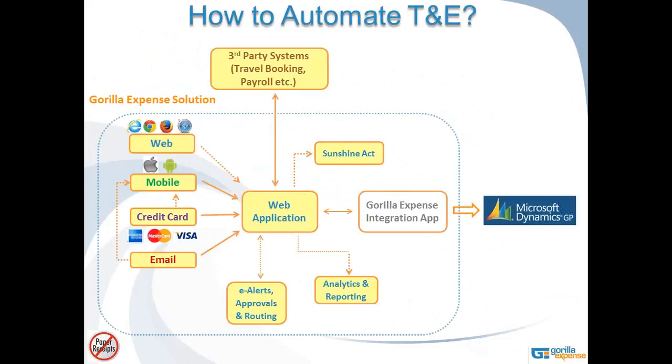And then going outside of the dotted box is integration with third-party systems. So if you use a travel booking system and you want to pull in booking data into our application, we can do that. So that's data coming in. Data going out of our application would be to a payroll system like ADP or Ceridian or any of those payroll systems, where we'll generate a file, and then that file can be imported into the payroll system to issue reimbursements, if that's an approach that you're using today.